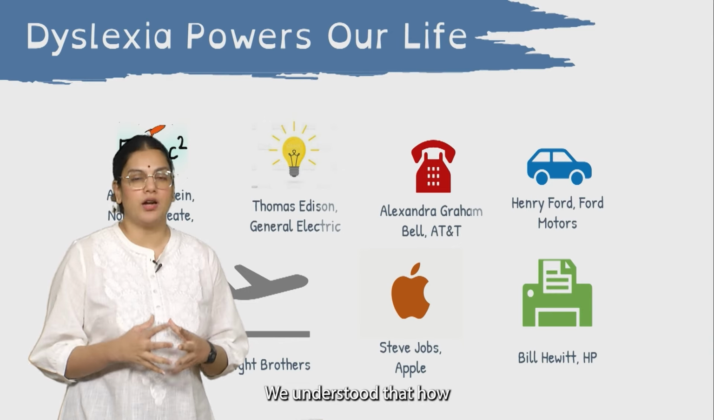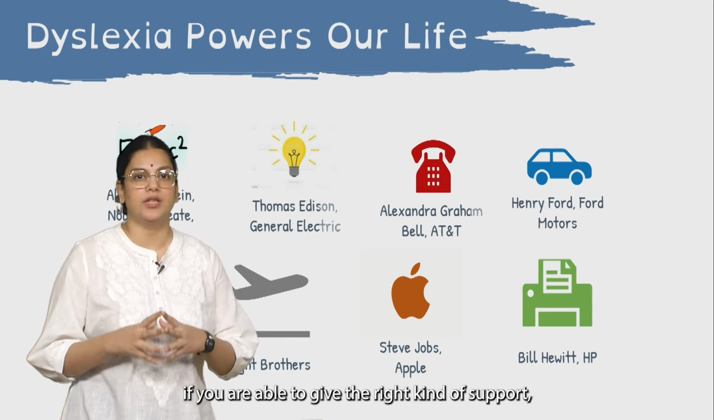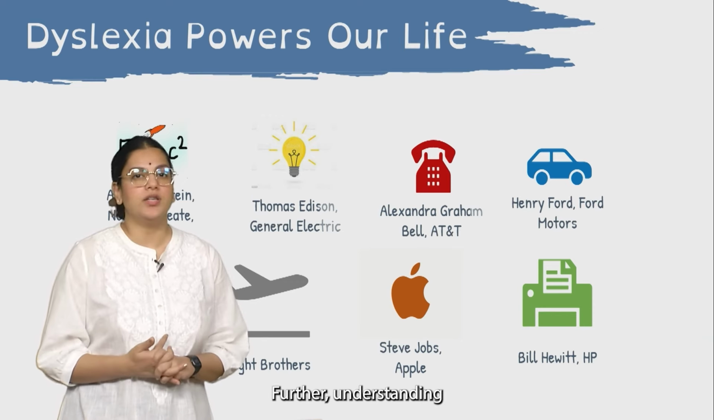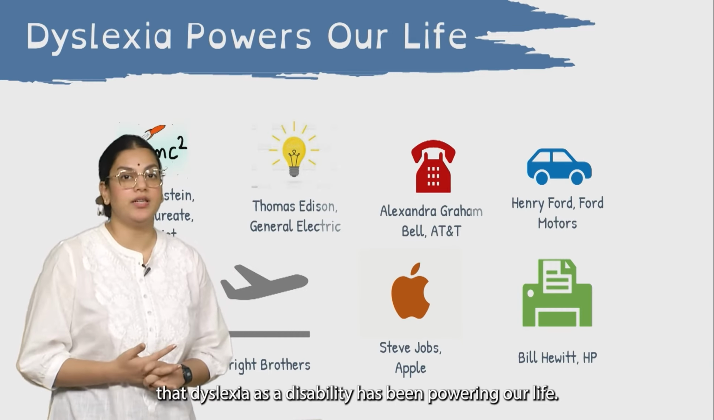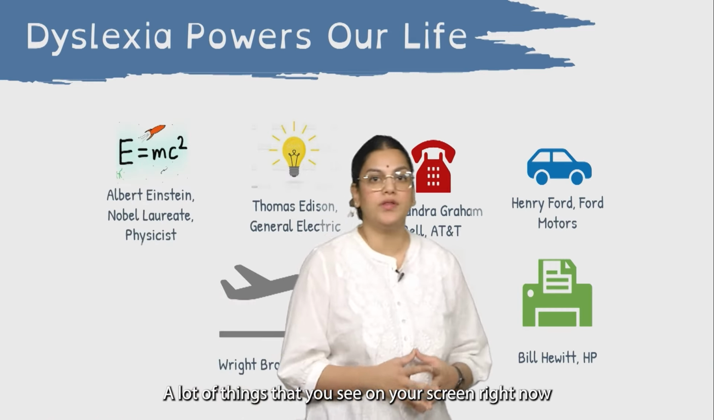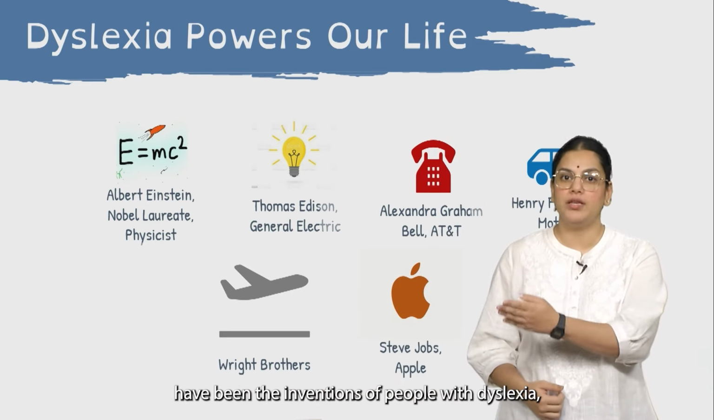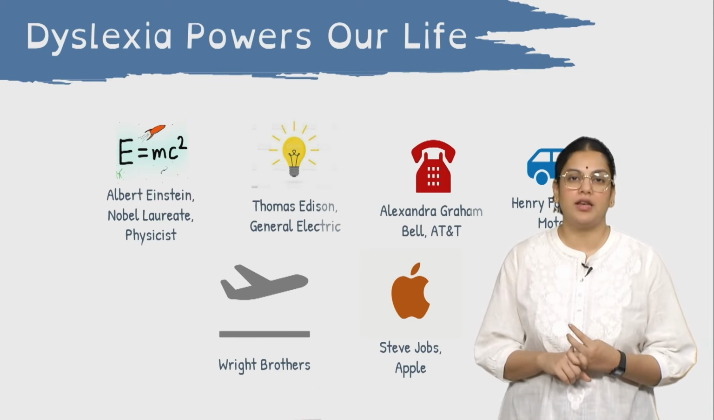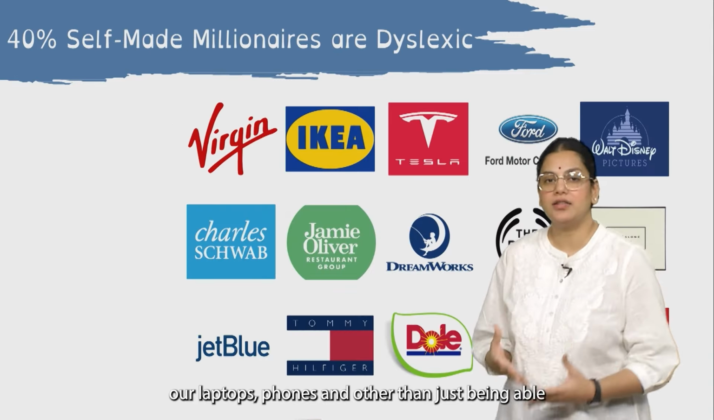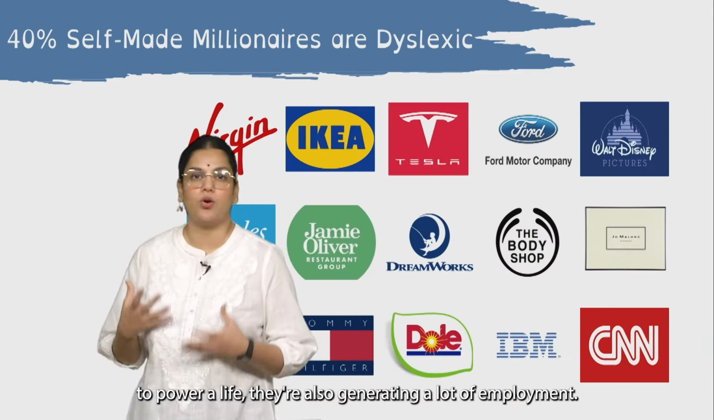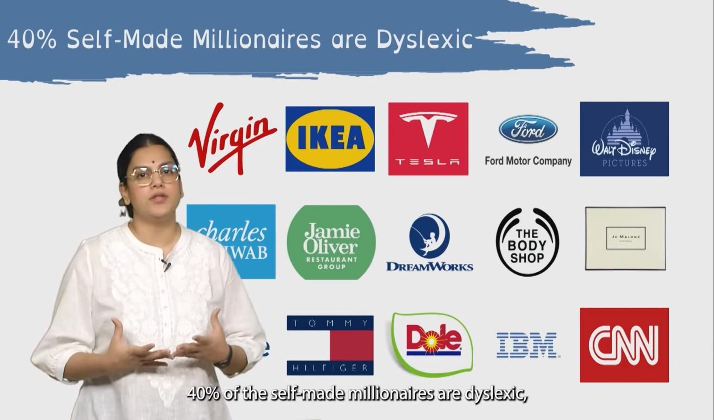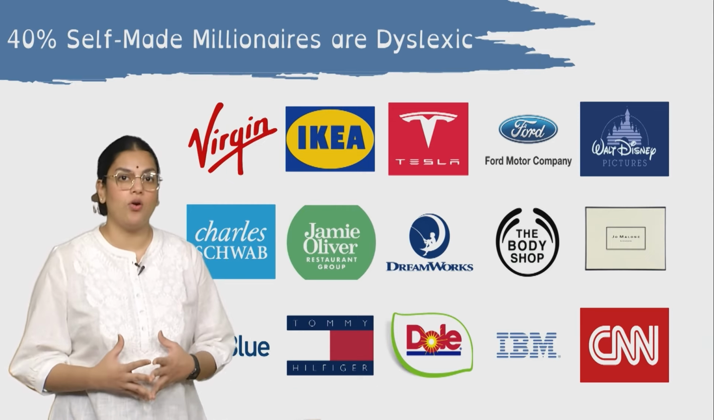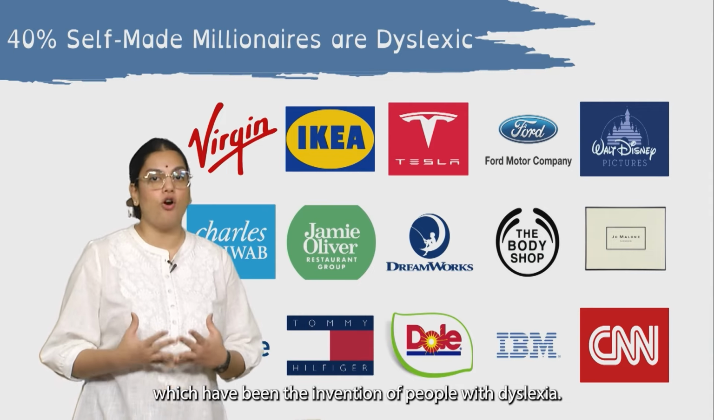In the previous video, we understood how, if we are able to give the right kind of support, our students will always move towards the path of success. Further understanding that dyslexia as a disability has been powering our life, a lot of things that you see on your screen right now have been inventions of people with dyslexia, whether it be telephones, light bulbs, planes, our laptops, phones. And other than just being able to power our life, they're also generating a lot of employment. 40% of the self-made millionaires are dyslexic, and these are a few of the brands that you see right now which have been the invention of people with dyslexia.